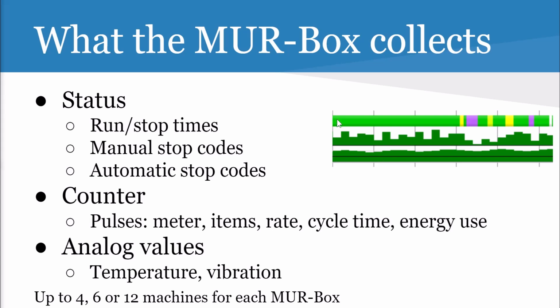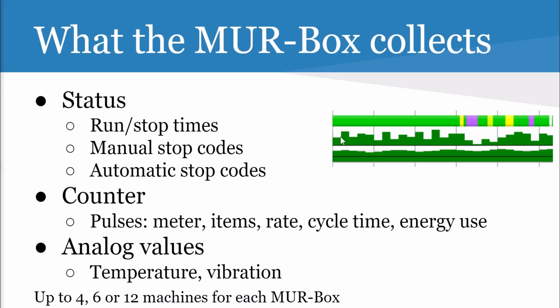And the status, machine status, as you see, records green when the machine is running, and other colors when the machine is stopped for different reasons. These stops are recorded automatically, but the colors are usually recorded by the operator using a terminal or keypad. You can also use automatic stop codes using signals from the machines or other sensors.